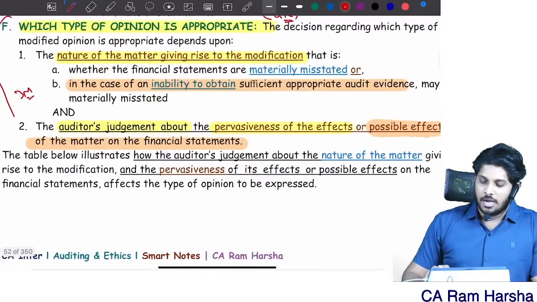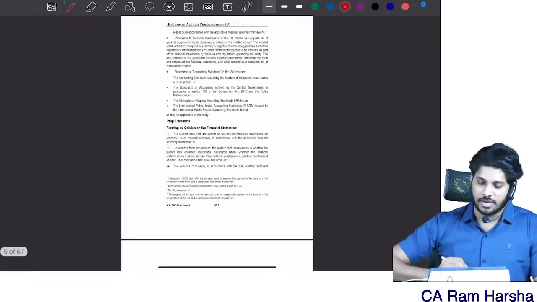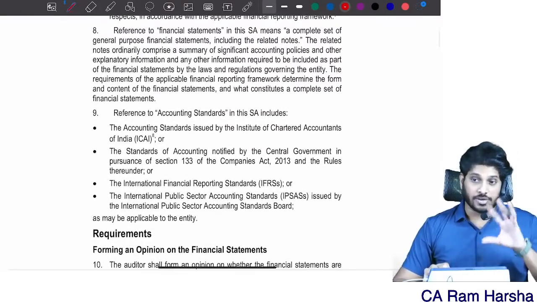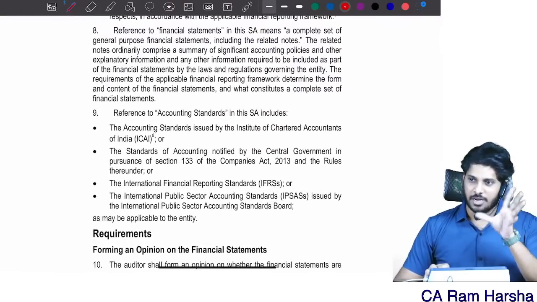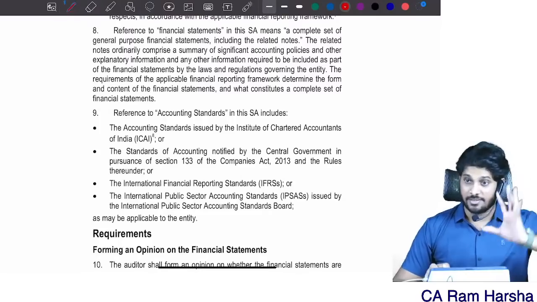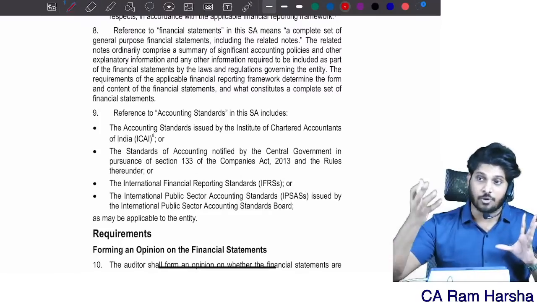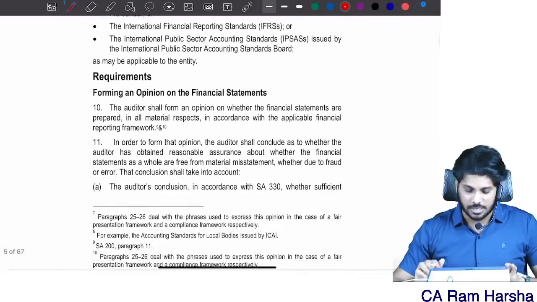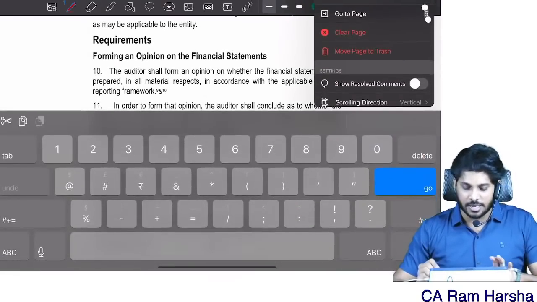So now, how will these opinion wordings come? Like just now I showed you definitions. Yes or no? Unmodified opinion, modified opinion, qualified, adverse, disclaimer. We saw the definitions. We understood which type of opinion is appropriate. All that we understood. Now let's look at how the wordings will look.